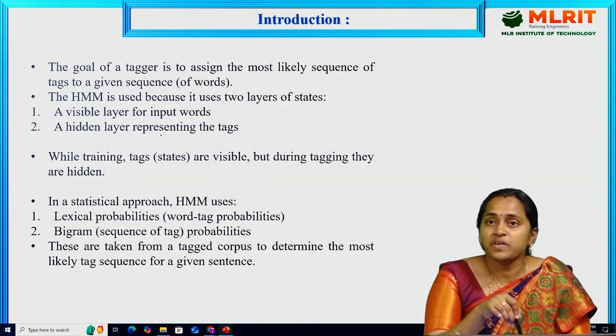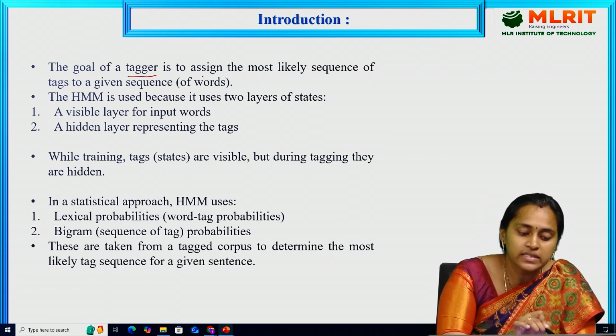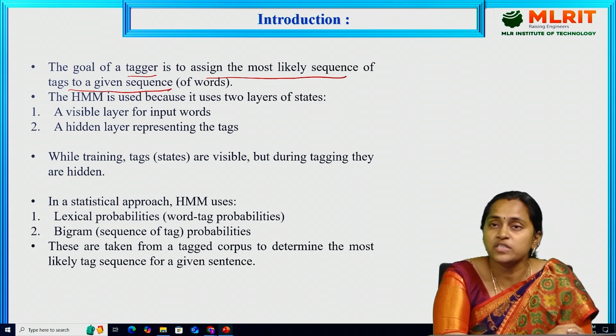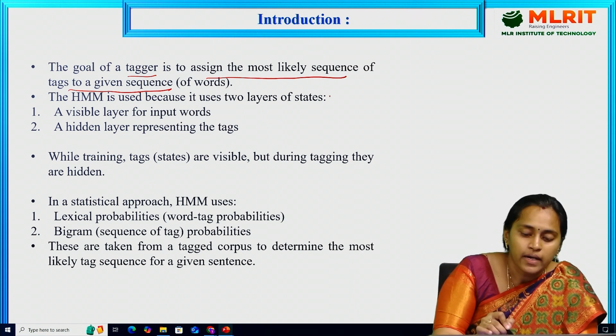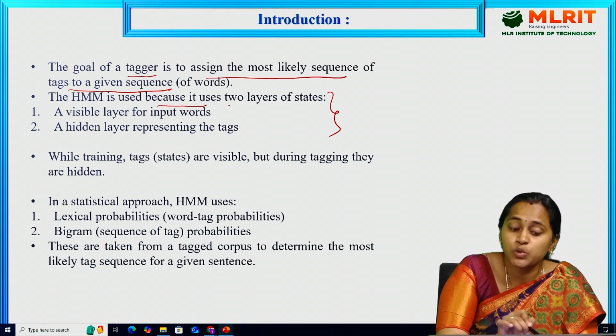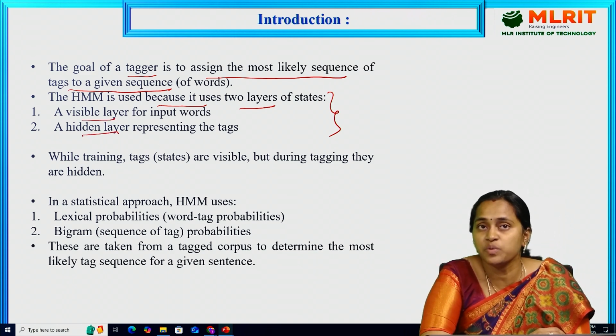Coming to the introduction, the goal of POS tagging is to assign the most likely sequence of tags to the given sequence of words. That is the major role of POS tagging, to assign tags to a particular sequence of words. HMM is used because it uses two layers of states: a visible layer and a hidden layer.